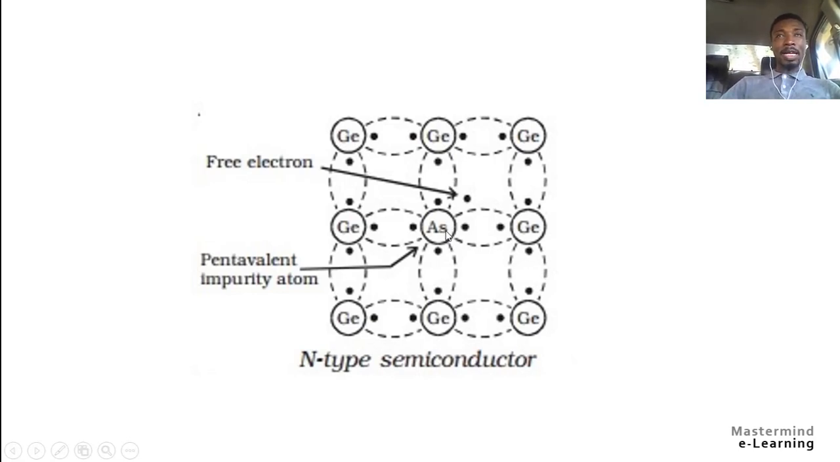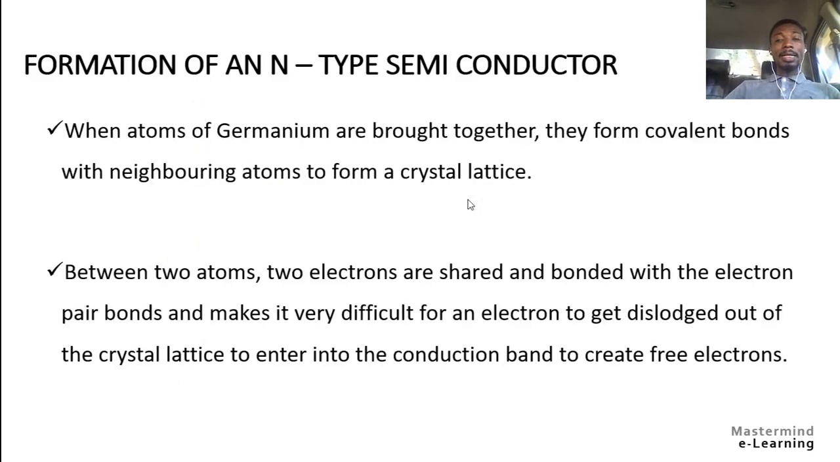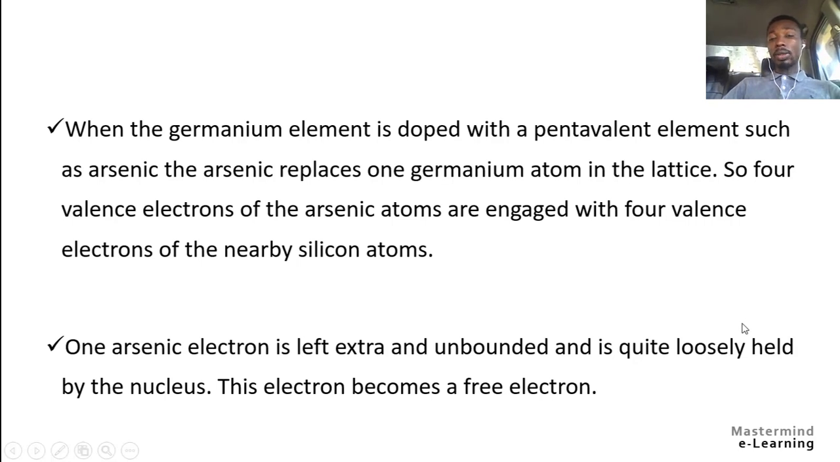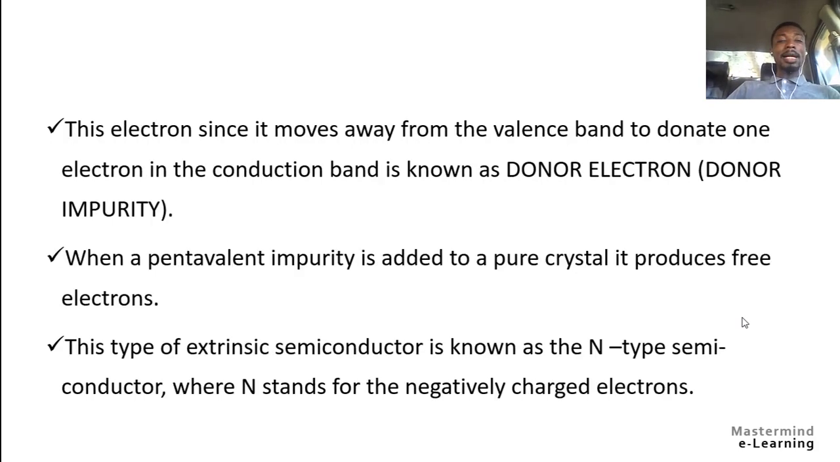Pentavalent means that it has 5 valence electrons. So you see that the arsenic bonds with its neighboring atoms so that it forms 4 covalent bonds on either side. 1 electron is left, which is free to move about. This free electron is quite loosely bound to the nucleus, and so it becomes free and goes to aid in conduction. The electron moves away from the valence band to donate 1 electron in the conduction band, and is known as the donor electron or the donor impurity. When a pentavalent impurity is added to a pure crystal, it produces free electrons.